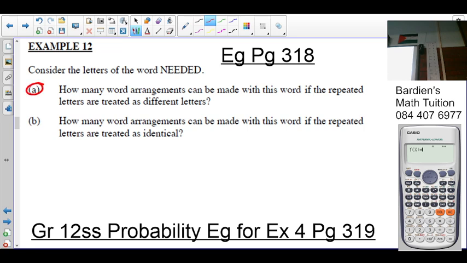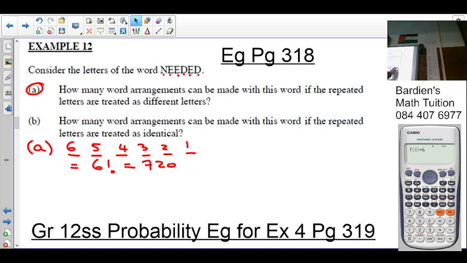So if you're looking at A, how many boxes would I draw here? 1, 2, 3, 4, 5, 6, 6 boxes. Okay, so if the repeated letters are treated as different letters, then how many options do I have here? 6, then 5, 4, 3, 2, 1. So in other words, this is 6 factorial, which is 720. Let's get it in a normal form. It's going to give you 720.